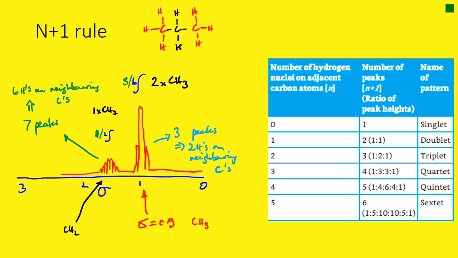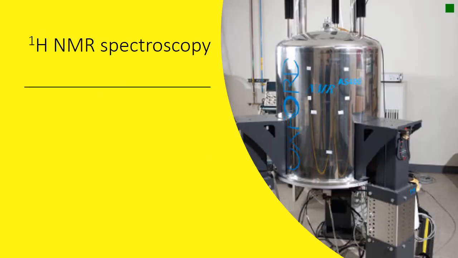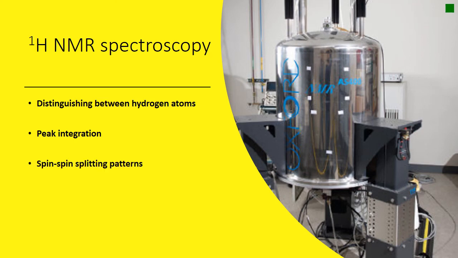There, so hopefully that's clear. But just before we finish, let's make sure you've understood everything here. Can you distinguish between hydrogen atoms? Can you work out how many hydrogens there are in the groups from peaks? And can you also use the spin-splitting patterns to work out how many hydrogens are in each group? If not, prepare your questions, bring them to class.